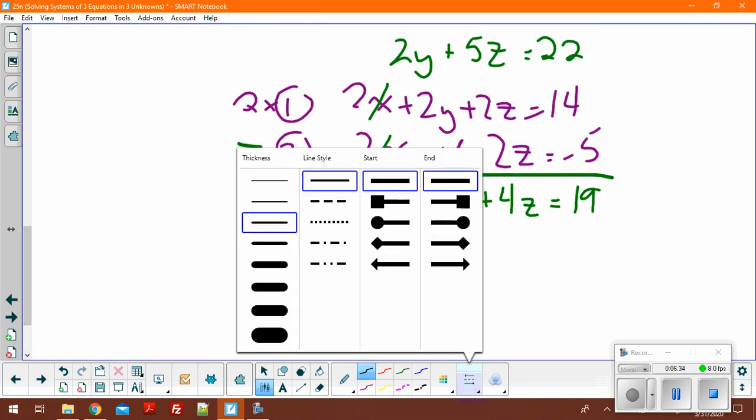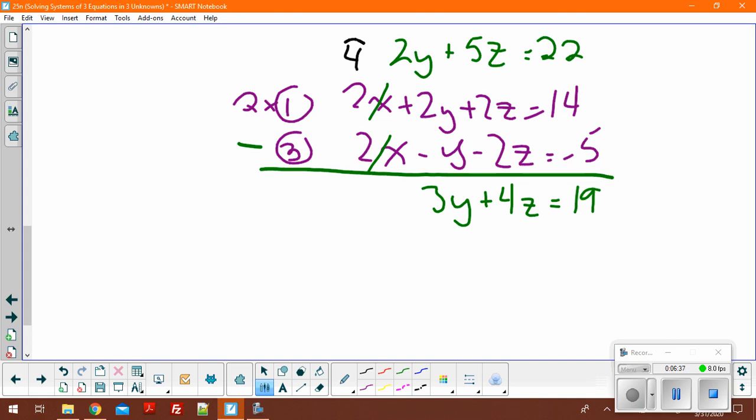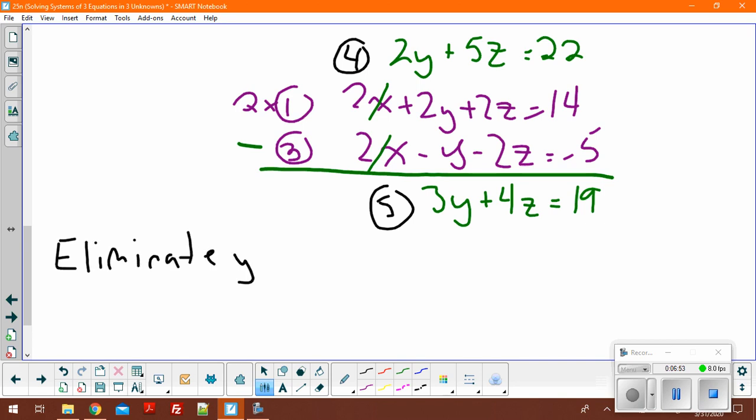I'm going to call those equations 4 and equation 5. Now I'm going to try to eliminate another variable from this pair of equations. If we just go in order, I'm going to try to eliminate y next. Looking here, I have a 2y and a 3y, so that means I'm going to have to multiply equation 4 by 3, and equation 5 will need to be doubled, so equation 5 times 2.